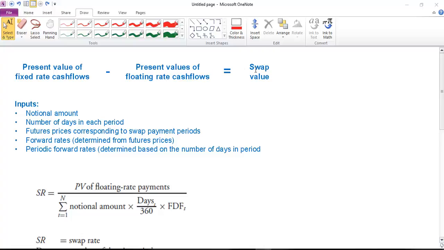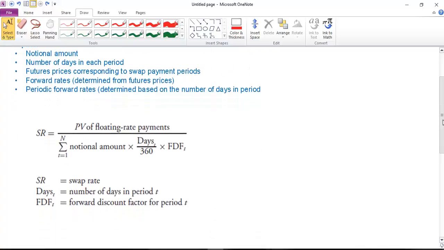It's very simple. Now the inputs that go into this are notional amount, number of days in each period, for example, number of days in a quarter, futures prices corresponding to swap payments, forward rates, and periodic forward rates. Obviously, you would also need to calculate those floating rate payments and fixed rate payments. Now the swap rate is calculated based on this formula, and we'll get to that.